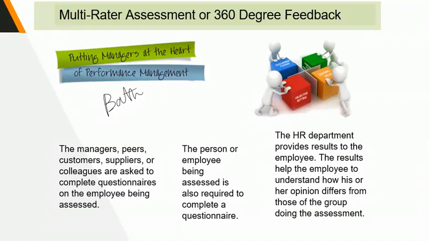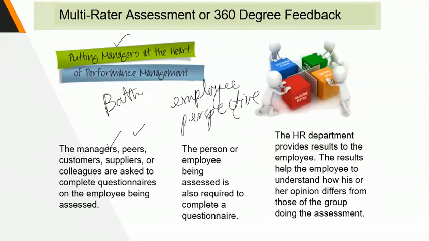When we are talking about 360 degree feedback, it puts your managers at the heart of performance management. The managers, peers, customers, suppliers and colleagues are asked to complete questionnaires about the employee. So you can see that it has multiple perspectives involved. But if you are involving so many people, it means that each of them needs to fill out an individual questionnaire about each individual employee. So a manager may have to fill out about 50 employees, the team lead about their own team of 10, and similarly the department head will fill out about the managers and all the employees, 100 plus.